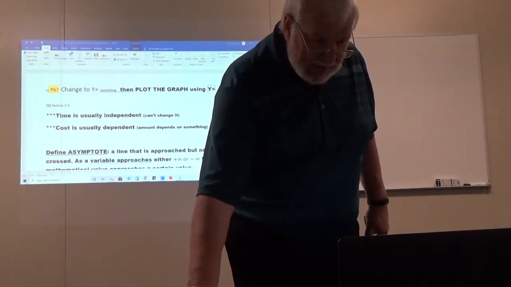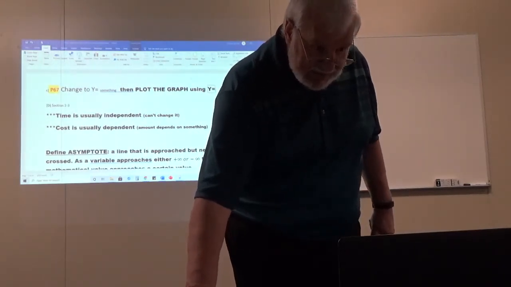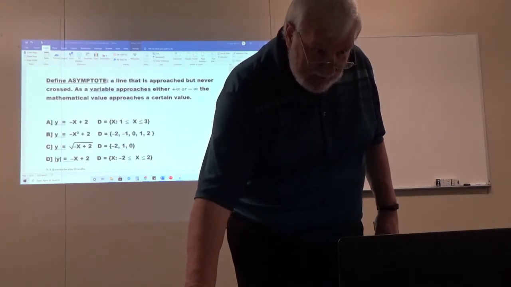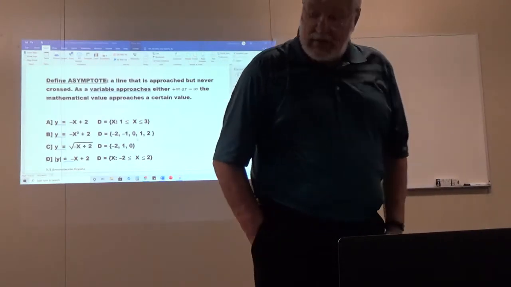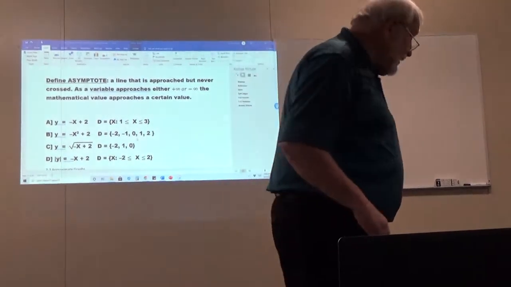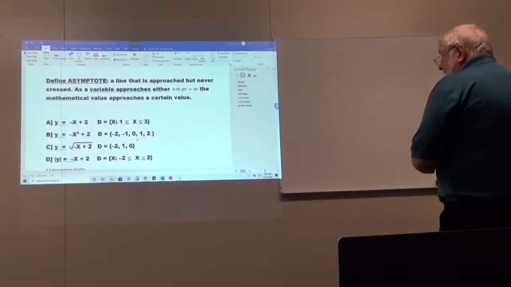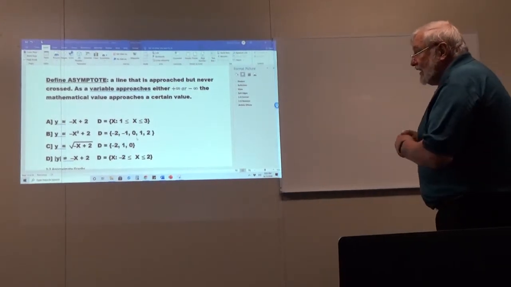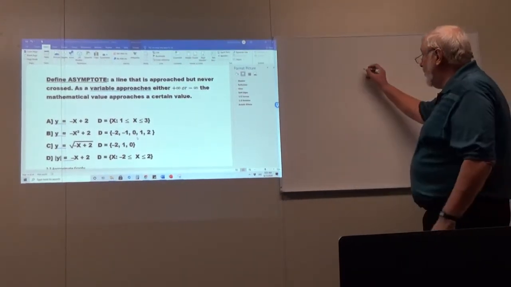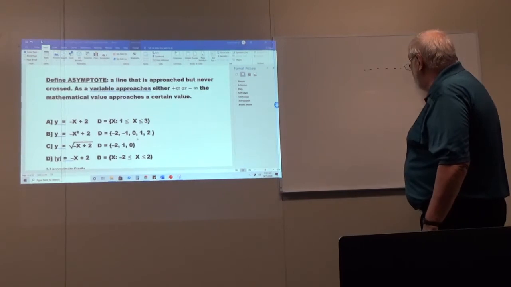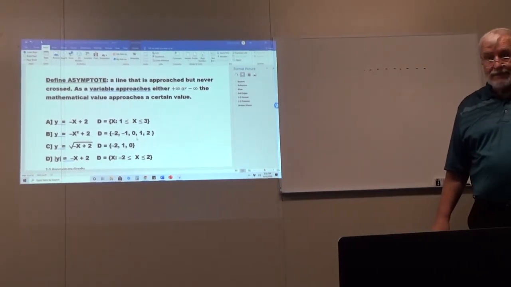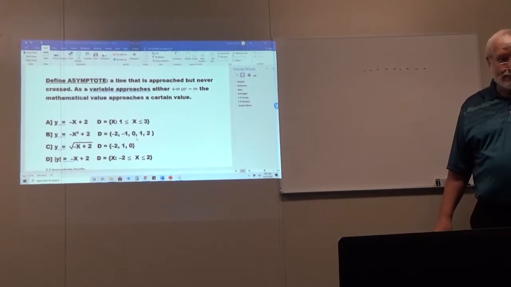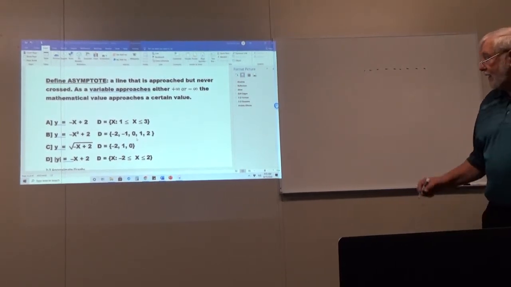Okay, now, next one. I think we know this. What is an asymptote? If you don't have this down, this is important, because we are going to see asymptotes. All right, an asymptote is a line that's approached but not crossed, and usually it's shown as a dotted line.